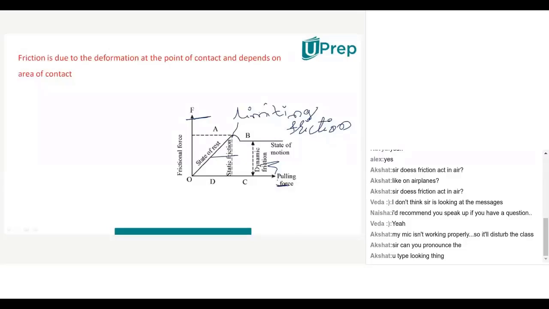Yes, sir. Okay. Now, generally, why is this type of static or kinetic friction produced? Because static or kinetic friction is produced by deformation. Deformation means what? Change in shape of it.